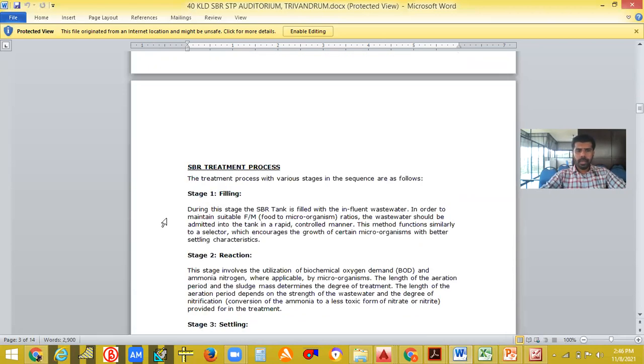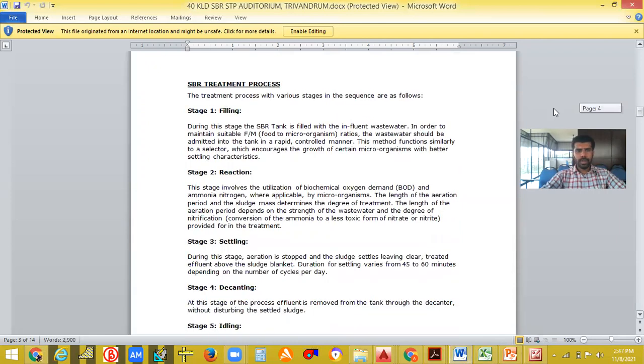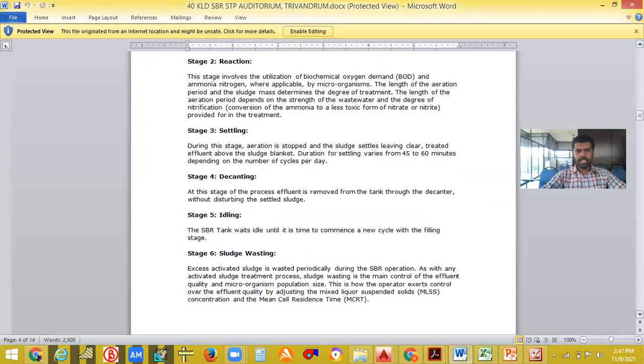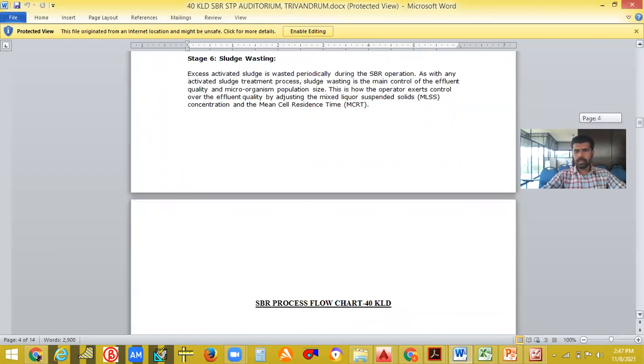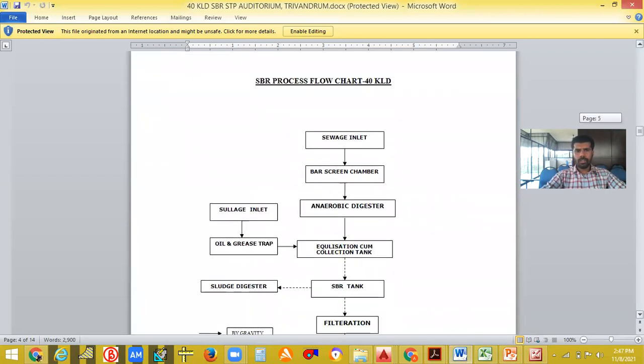So they have used SBR type of treatment process solely, and different stages are there. Filling stage, reaction stage, settling stage, decanting stage, idling stage. Then sludge wasting is there. Then finally we'll be getting the treated water.